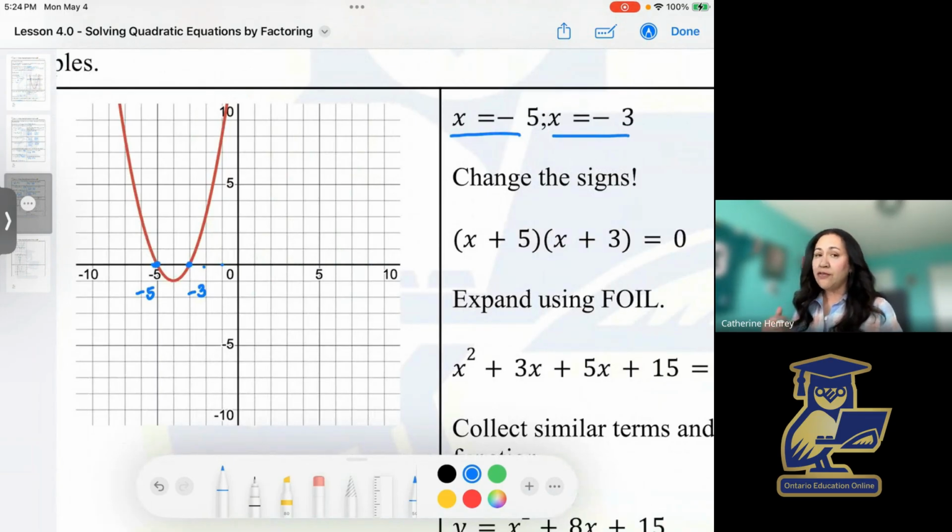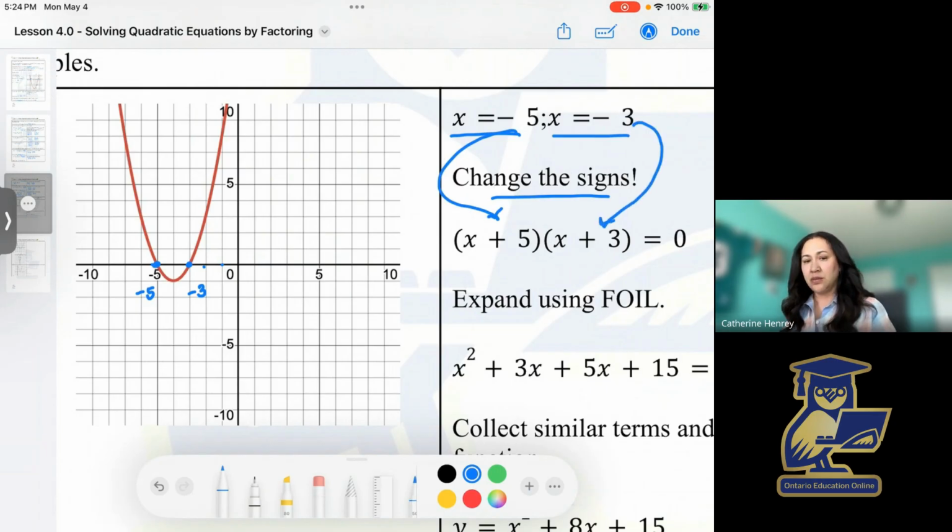Now remember, when we factor and we pull those out, we set them equal to 0. It's always the opposite signs. So don't forget to change your signs now that we're working backwards. So if we put it into factored form, that -5 becomes a +5, and that -3 becomes a +3, equals 0.